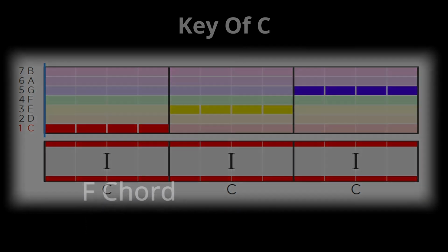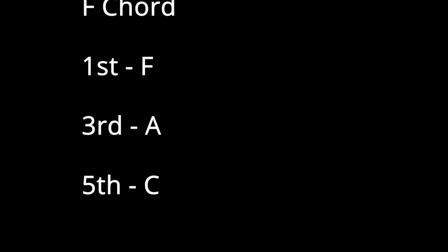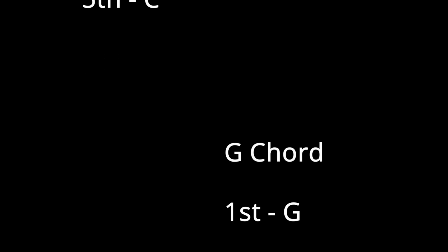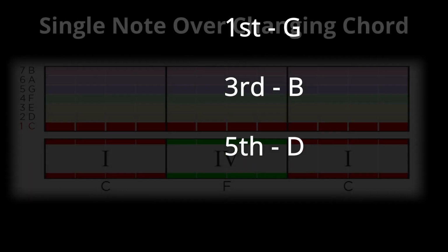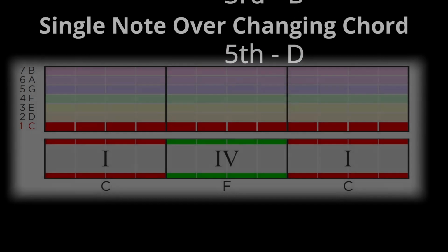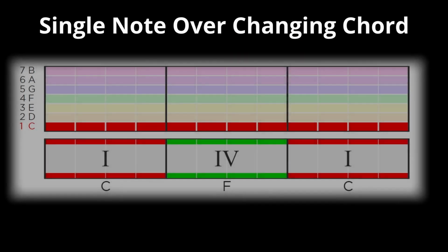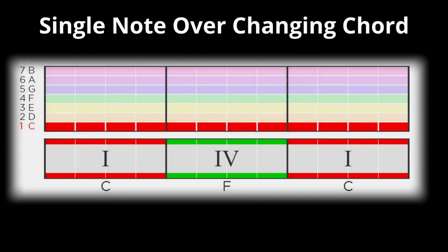The 4 chord in a key of C is F. It has the notes F, A, and C. The 5 chord is G and has the notes G, B, and D. You may notice that even with 3 chords, they have some notes in common. This means that we can hold a single note as the chords change and still adhere to our rules. For example, we could use the C note over the C chord and keep using the C note over the F chord.